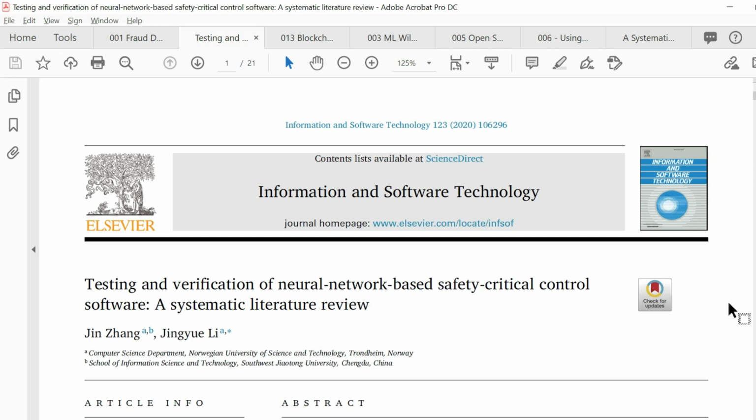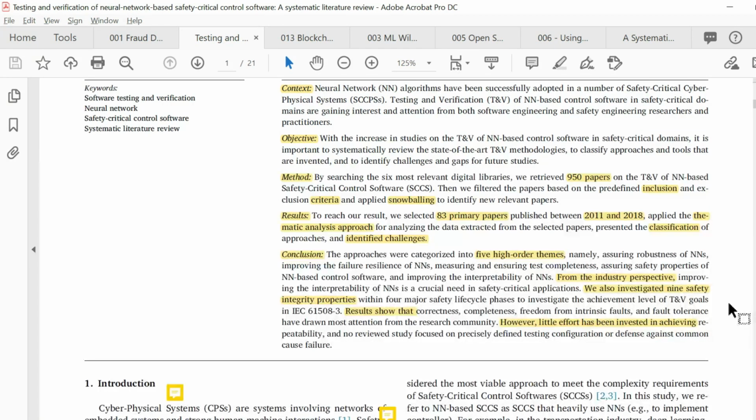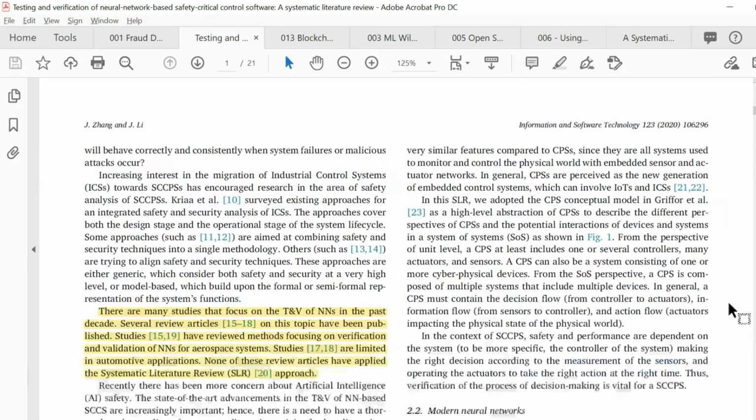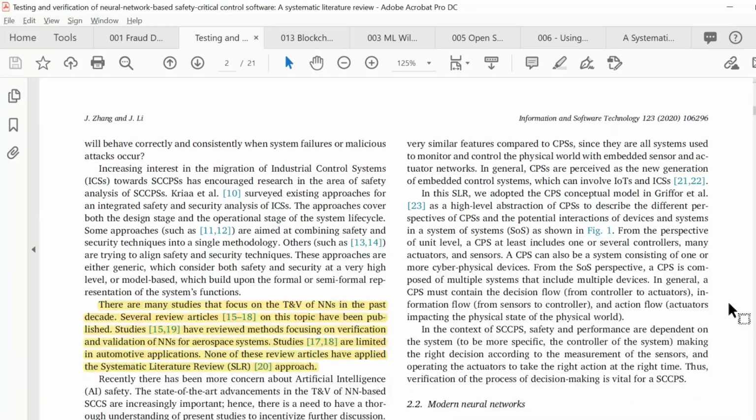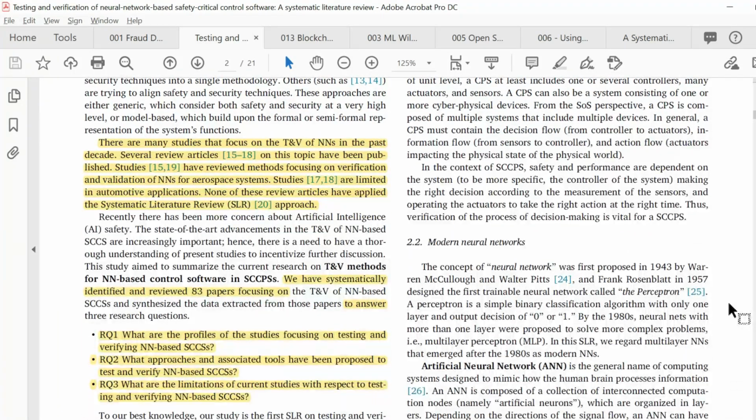This paper is also published in 2020 in Information and Software Technology. Let's see this section, how they cover their existing or prior research. This has been done in one paragraph here. I have highlighted that in yellow. It says, there are many studies that focus on the T and V of NNs in the past decade. Several review articles, 15 to 18, on this topic have been published.